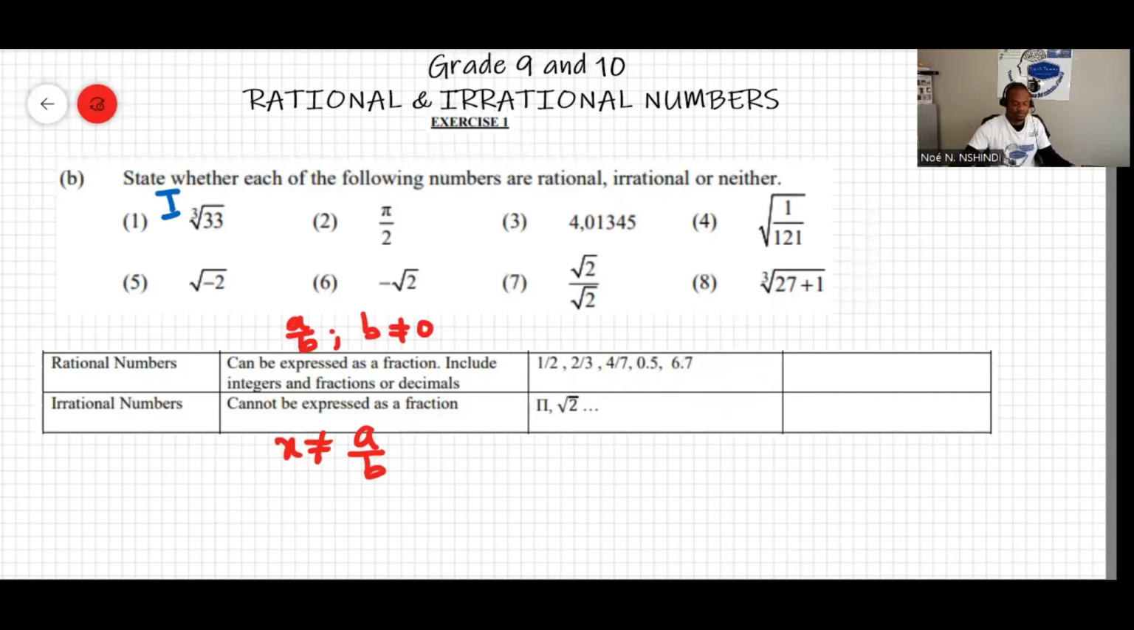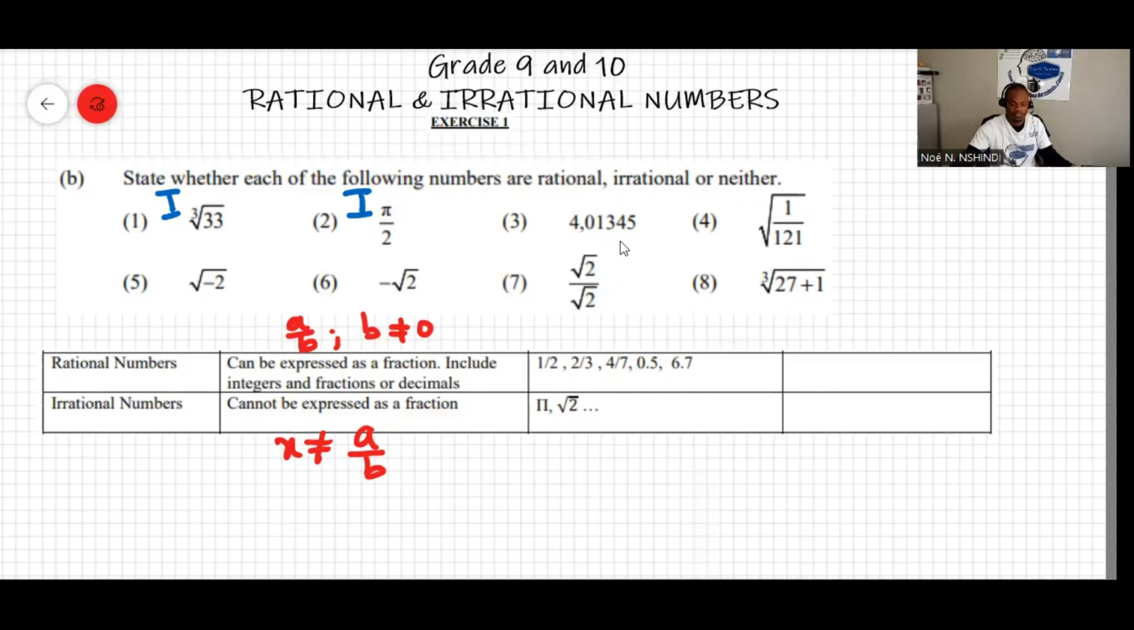And then pi over 2. Pi is also an irrational number. Pi cannot be written as a fraction. Even pi over 2 is not a rational number, because pi itself cannot be written as a fraction. So this is still an irrational number. Don't confuse here, don't say pi over 2 is a rational number. It's an irrational number because pi is irrational. Irrational divided by a rational number is still irrational.